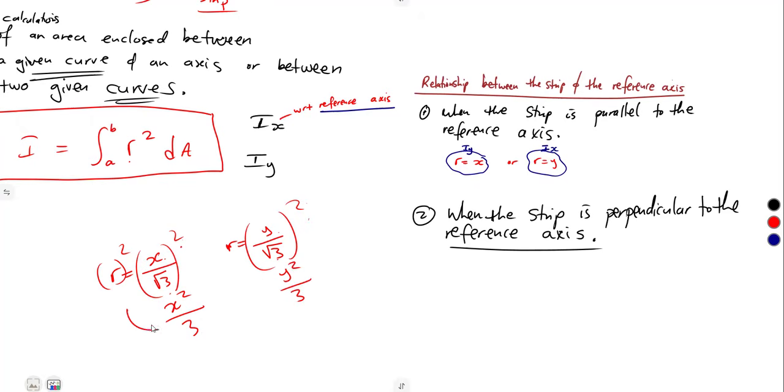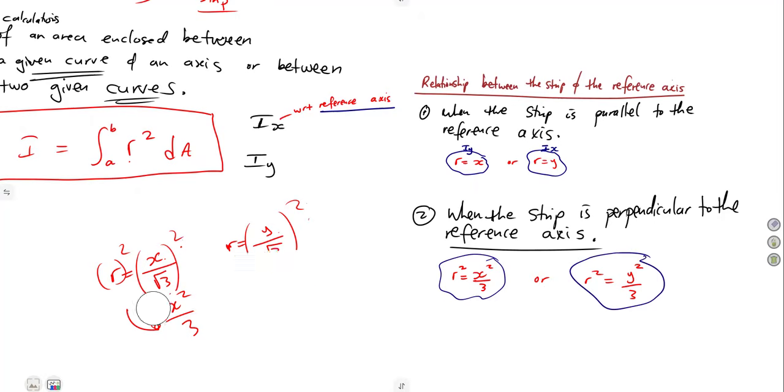So here, I want you to take this one as it is. To explain where it was taken from would take a lot of explanation, but for now, I want you to take this part as it is. So r squared will be x squared over 3. And another one can be r squared in terms of y. So it's going to be y squared over 3. Just take this part here as it is.